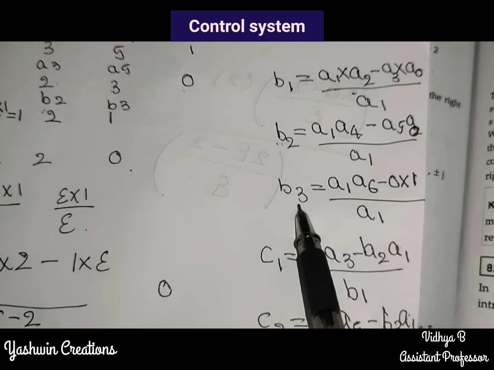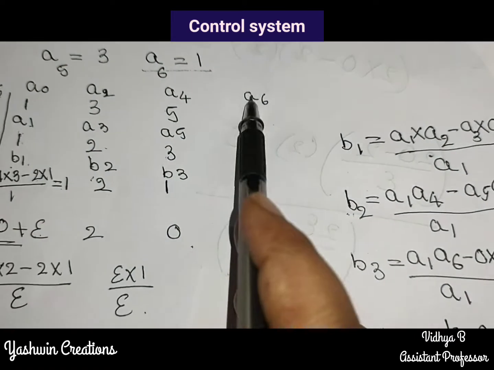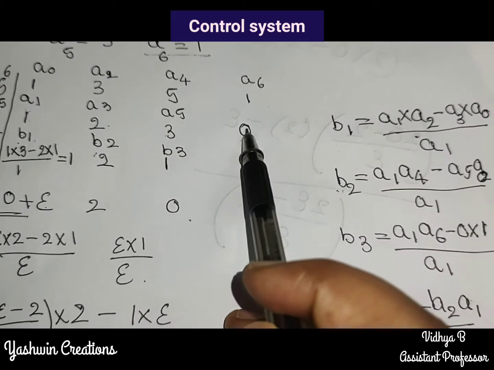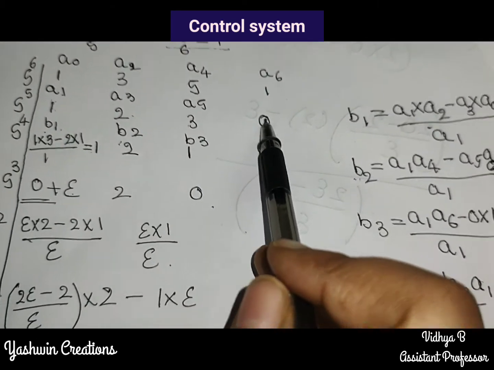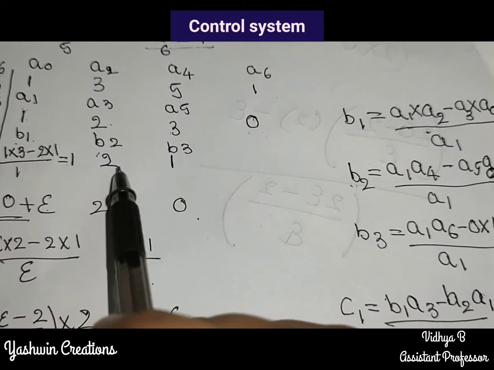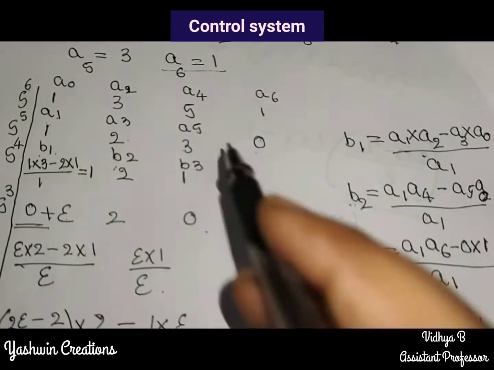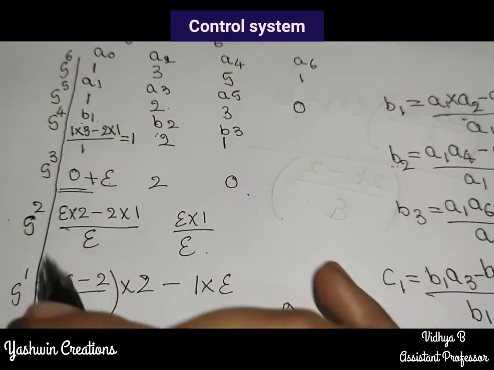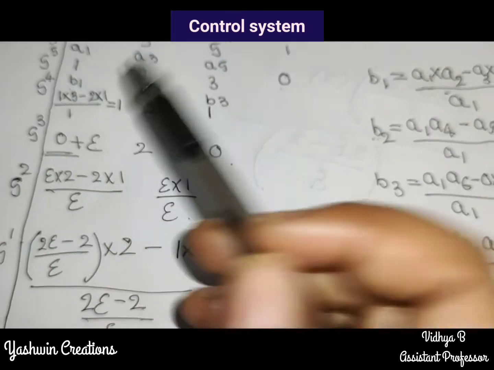So the next B3 formula is A1 into A6 minus A7 into A0. Here nothing is there, so 0. If there were an A7, you would need to take A7, but A7 is not there, so you need to consider this as 0. 0 into 1, 0 you will get. So that is 1 into 1 minus 0 into 1 divided by 1, the answer is 1. Next, for s to the power of 3, 1 into 2 minus 2 into 1 divided by 1, so you will get 0.